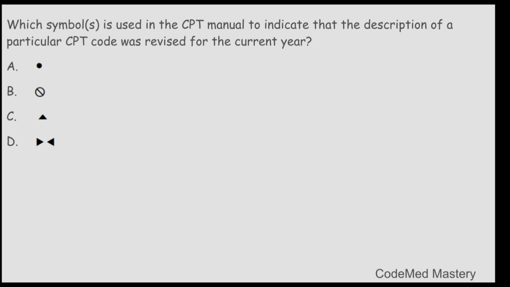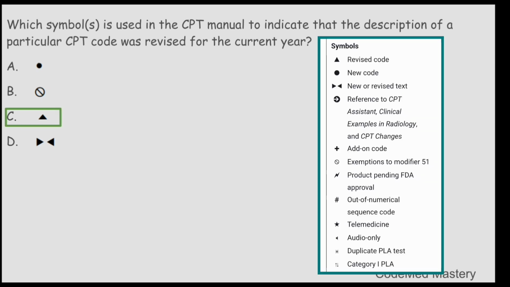Next question. Which symbol is used in the CPT manual to indicate that the description of a particular CPT code was revised for the current year? And the right answer is option C. You can easily find the symbols in your CPT manual inside front cover.